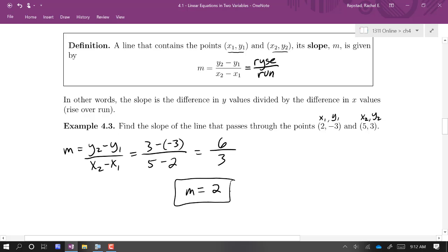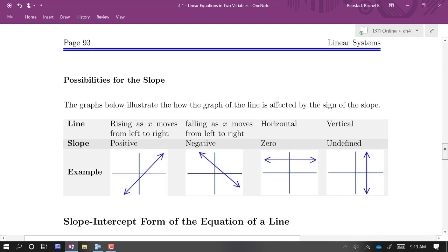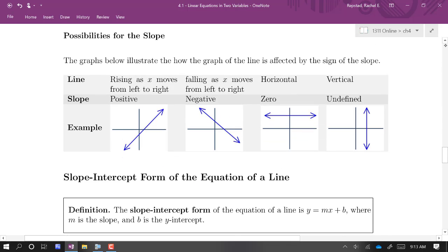Now, when we think of slope as being a rise over run, when we just state what the slope is, usually we would give it in its simplest form, which is 2. If we want to think about it as a rise over run, sometimes people will think of it as 2 over 1, just so we have that comparison. 2 up versus 1 over for the slope. And we're going to see how we can use that slope to help us do some graphing. First, though, we're going to examine the different possibilities for the slope.